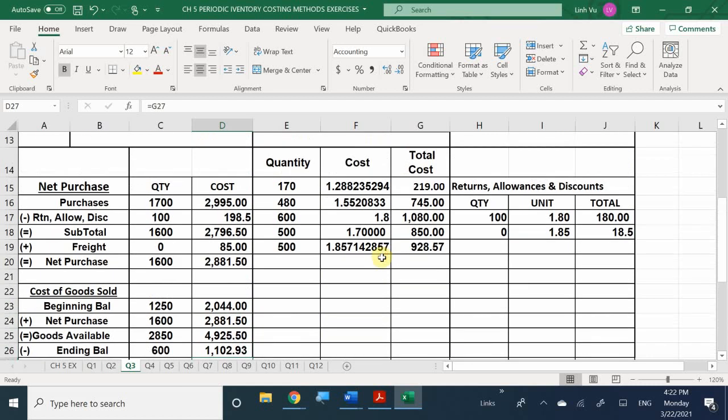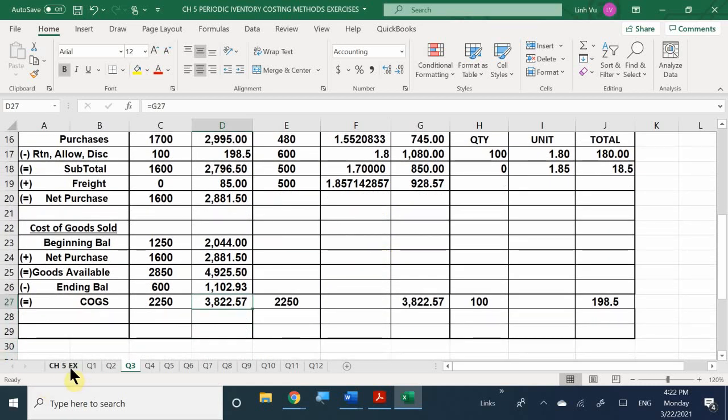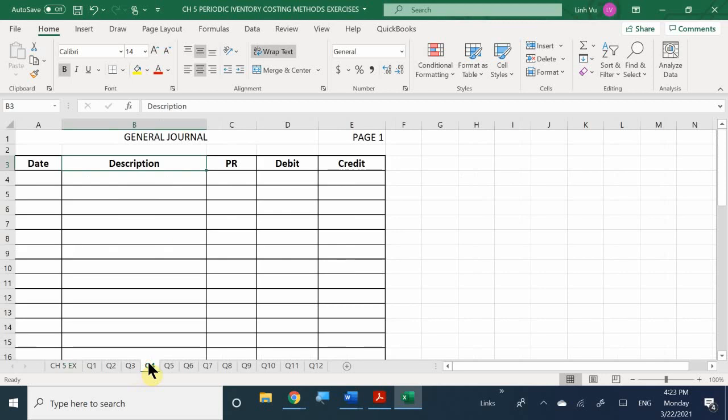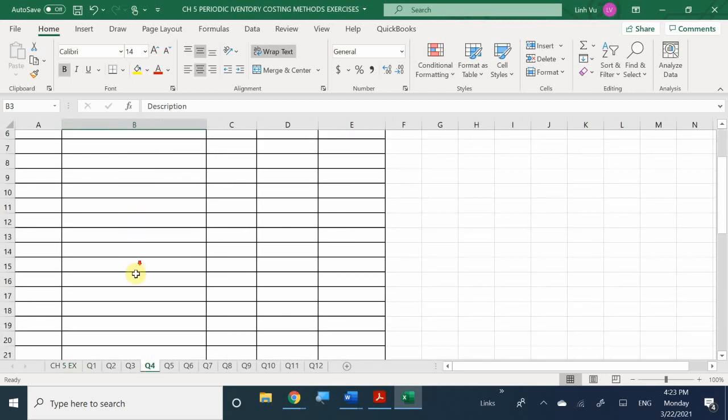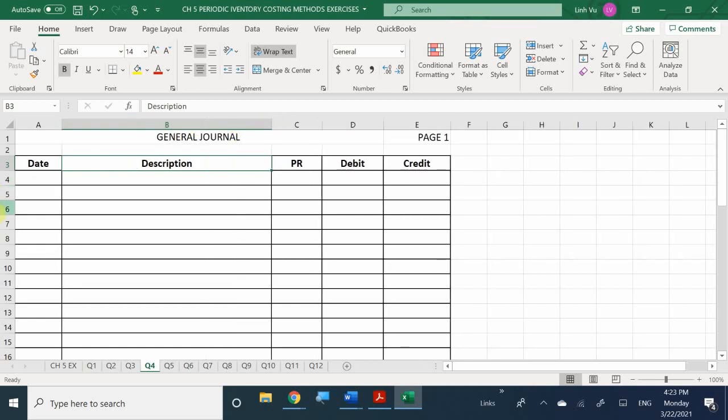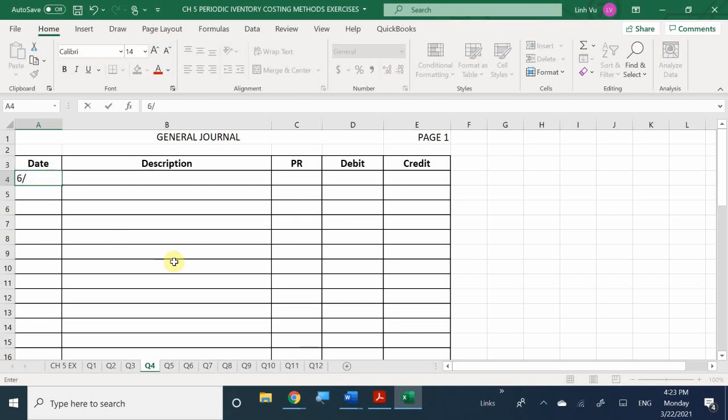So we have one thing left to do, right? Question number 4 says journalize the transaction. It does say journalize all transactions. Well, anyways, we're only going to do the adjustment for July 31st, because like I said, it's rinse and repeat as far as journalizing each transaction.